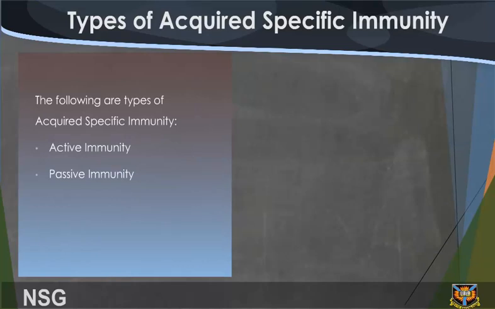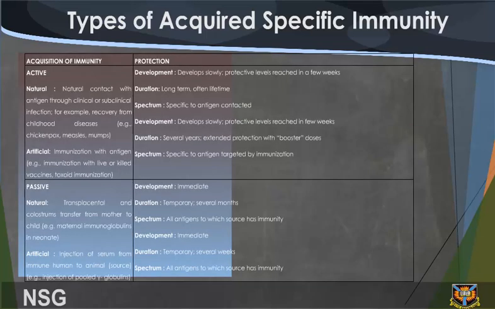Types of acquired specific immunity. The following are types of acquired specific immunity: active immunity, passive immunity. See table.